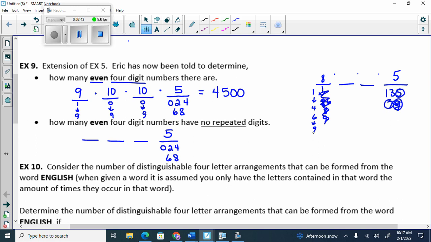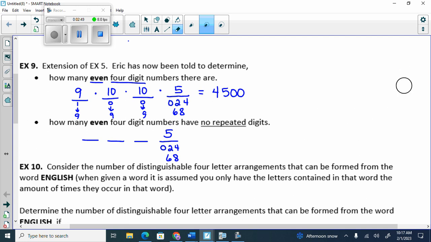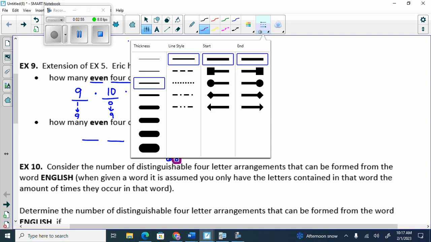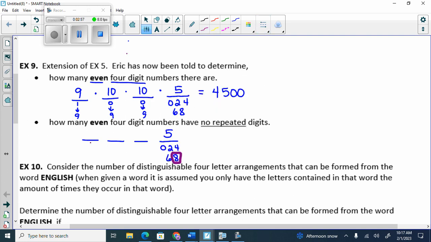Not the case for evens. Watch. If I chose the 8, I would have 1 to 7 and 9, which is 8 options. We agree? If I chose the 6, I would have 1 to 5, 7 to 9, 8 options. If I chose the 4, I would have 1 to 3, 5 to 9, 8 options. If I chose the 2, I would have 1, then 3 to 9, 8 options, correct? If I choose the 0, I have 1 to 9.